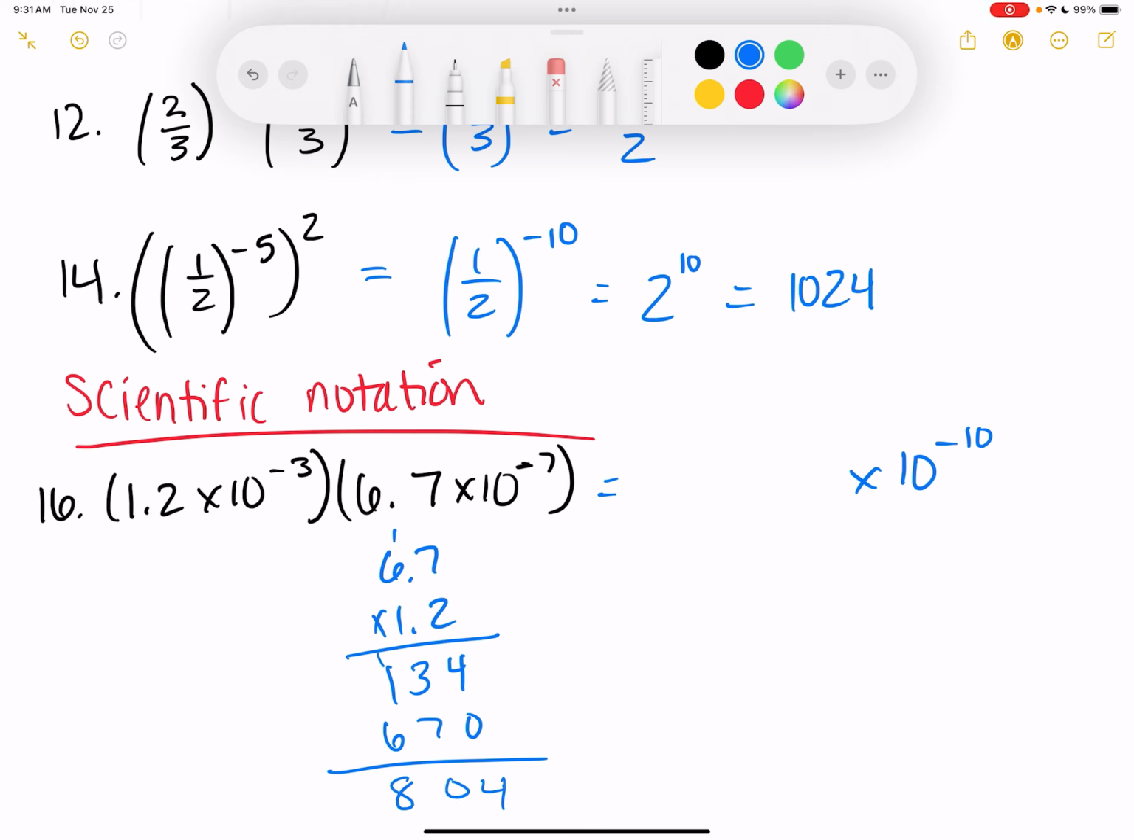And when you do that, we move the decimal place twice, so 8.04 times 10 to the -10.